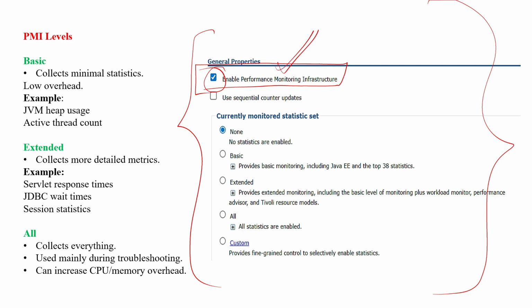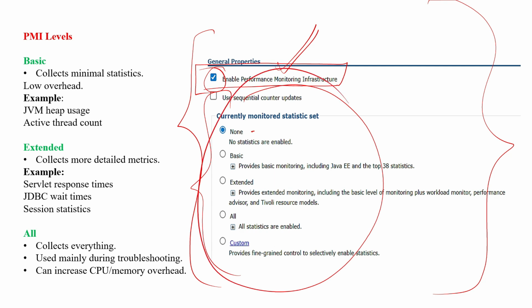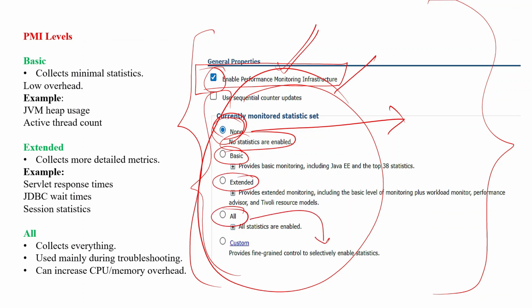And once this is enabled, we have the different monitoring levels. So you can see here, none. Even if it is enabled, if it is none, then no data is going to be collected. Mostly in production you may see this is none, or maybe you will see some other levels. For example, apart from none, you have basic, extended, and all. So all is the highest level of the statistics.